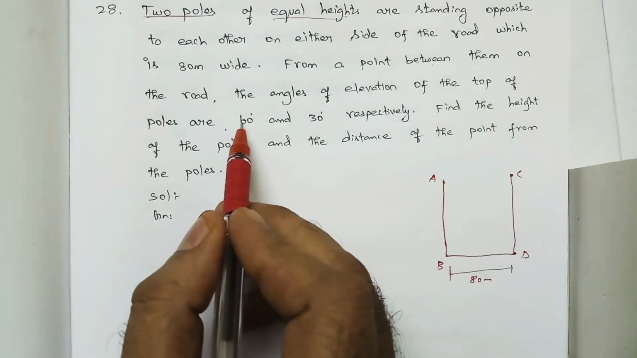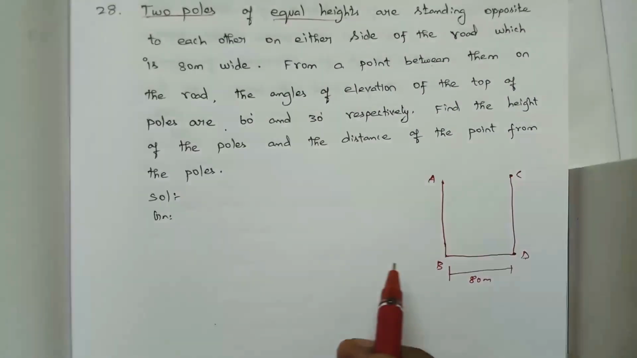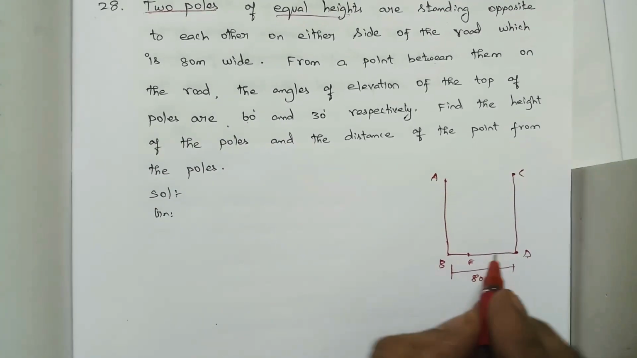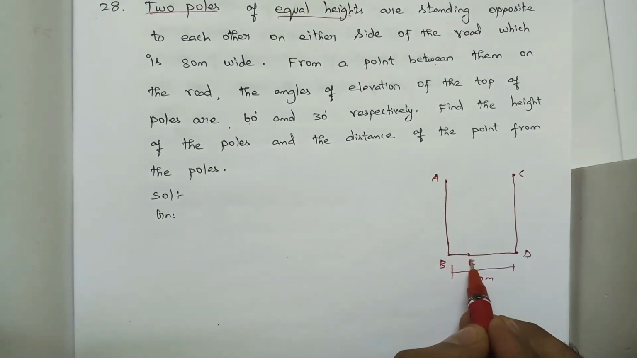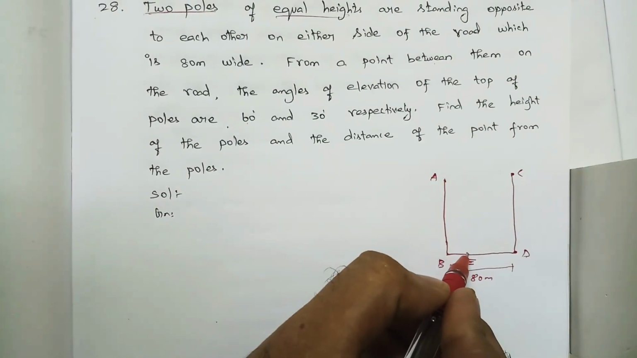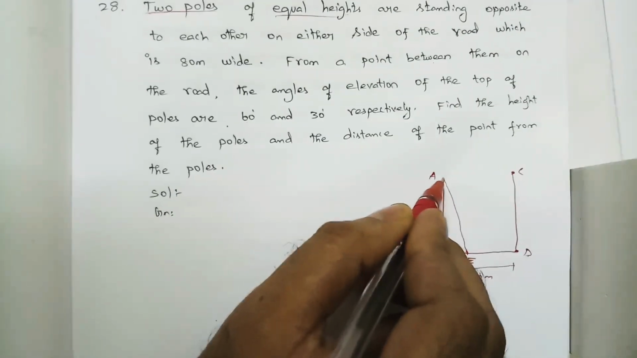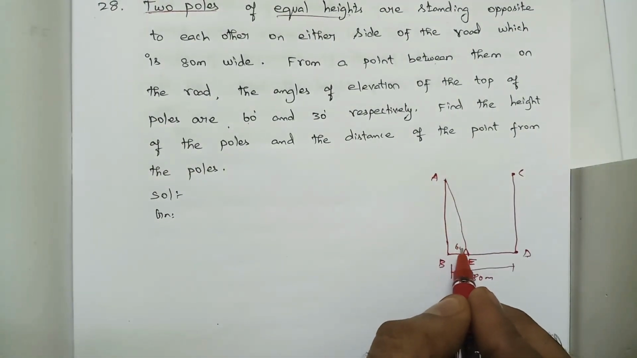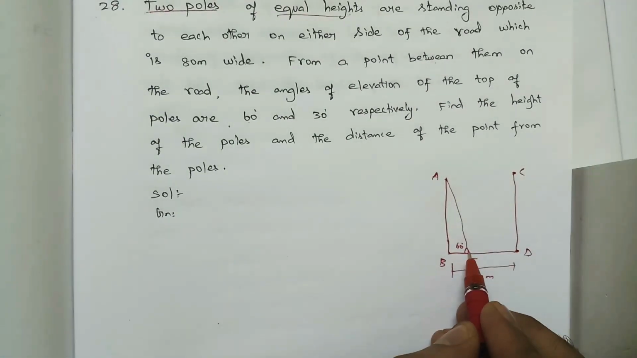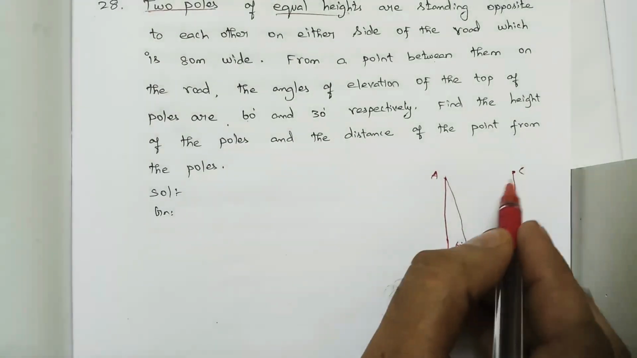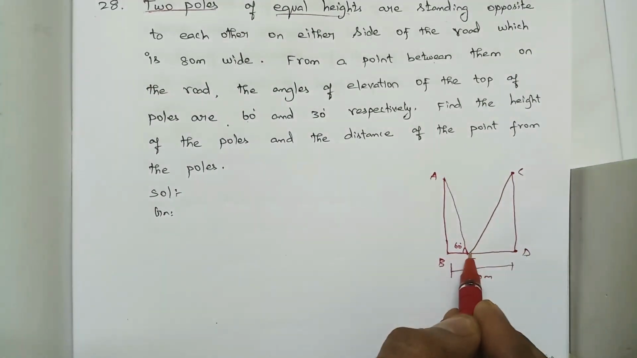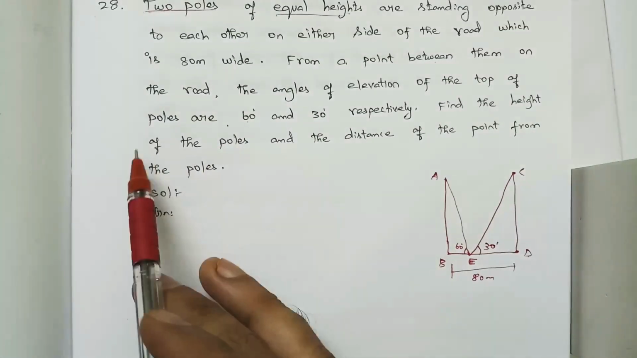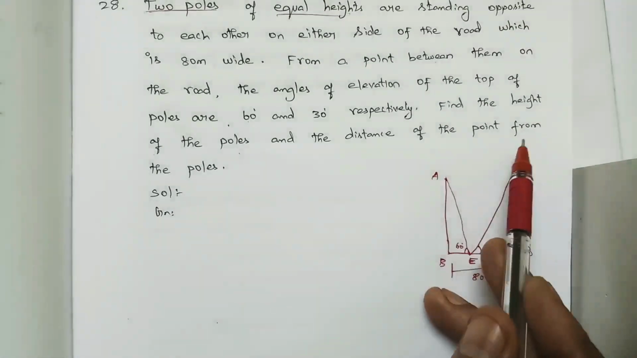So which is the bigger angle? 60 is the bigger angle, so that will be somewhat closer, right? 60 will always be closer. So I'm just marking here and giving the name. This is nothing but E. From the point E, the angle of elevation of the top of the first pole is 60 degree. This is the horizontal line, and this is the line of sight, and the angle is 60 degree, right? From the same point, the angle of elevation to the top of the second pole is 30 degree, right? Find the height of the poles and the distance of the point from the poles.